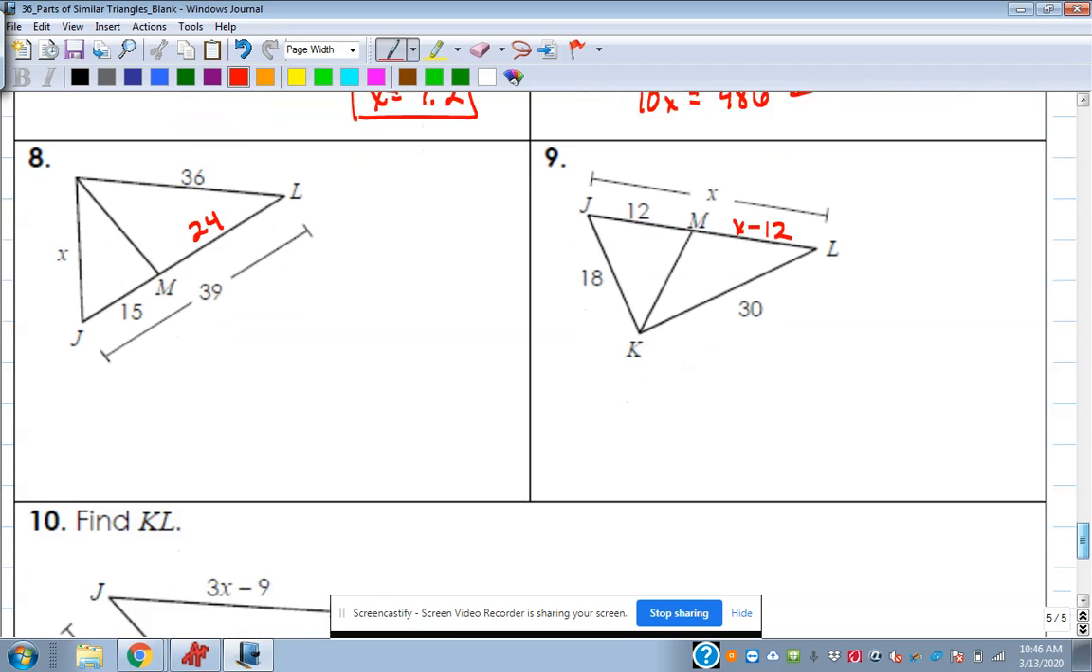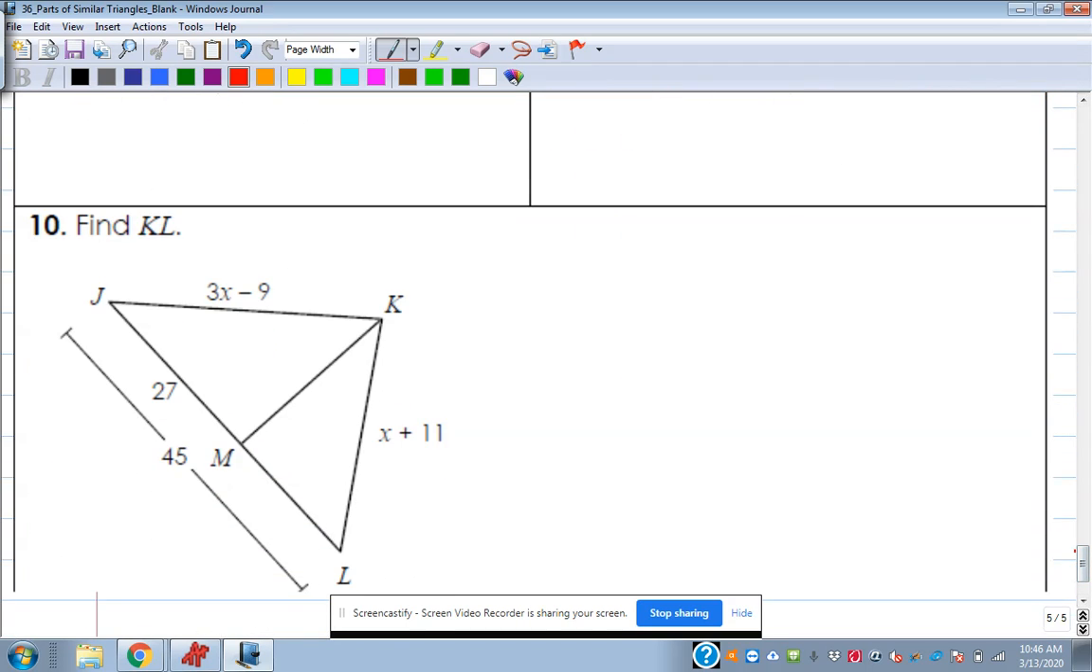Okay. Last one. We'll do this one next. Set me up here. ML is 18. So we can set up 18 over 27 equals x plus 11 over 3x minus 9. Oh, God, I was hoping it'd be a factor problem. Maybe. Bet I'd get the same answer, though.